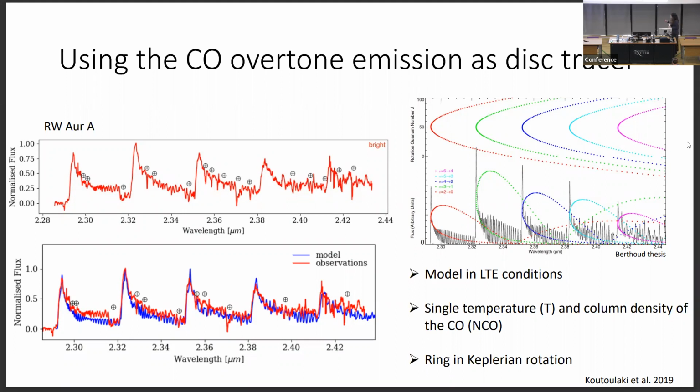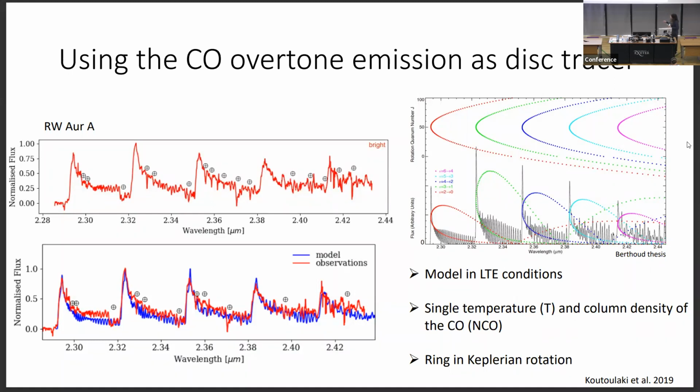So to continue, to work on this emission, what we did was to develop a CO model, a model in LTE conditions. We created a single temperature and column density model of the CO, so a ring. We also developed it to work as a disk as well.